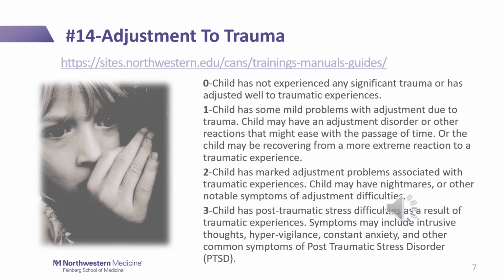As we move into a 2 and become actionable, the child has marked adjustment problems associated with traumatic experiences. The child might be having nightmares or other notable symptoms of adjustment difficulties. And a 3, the child has post-traumatic stress difficulties as a result of the traumatic experience. Symptoms may include intrusive thoughts, hypervigilance, constant anxiety, and other common symptoms of PTSD.